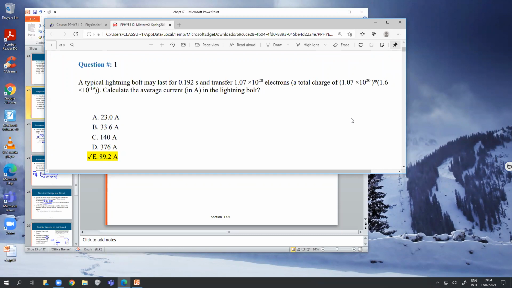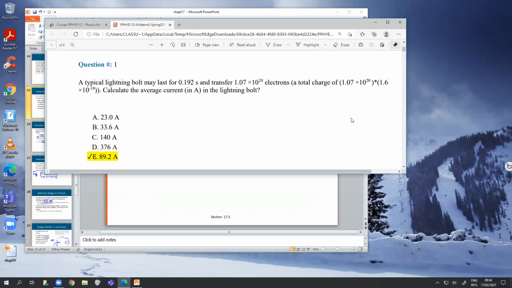So the lightning, it can deliver a huge amount of charge. Okay, so he's saying there was a lightning and that lightning transfers that many electrons. It's like 10 to the power 20. That is a huge amount of electrons. And it lasts for only a small fraction of a second, 0.192 second, fortunately. Otherwise, it will be a disaster if you keep coming like that.